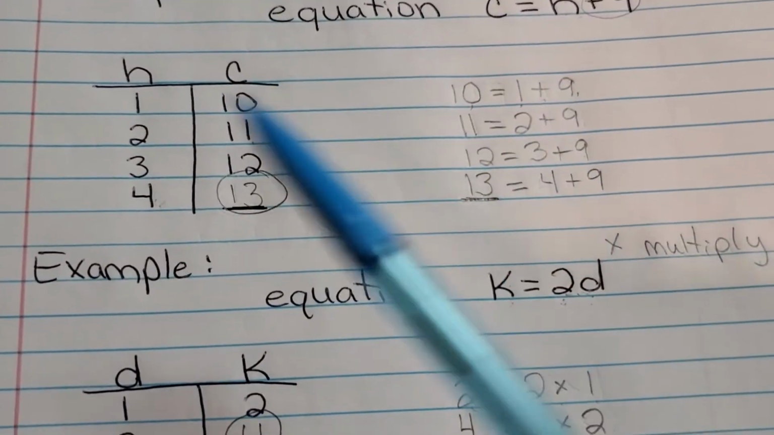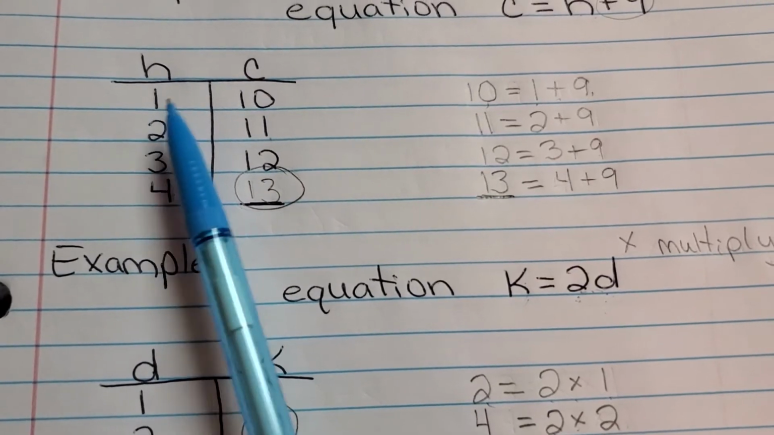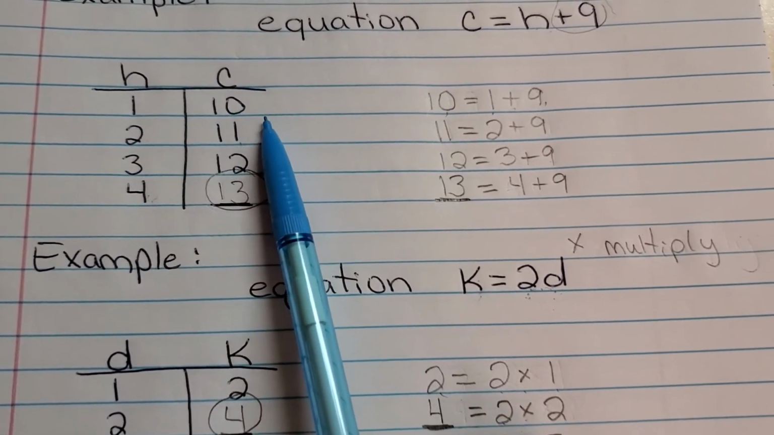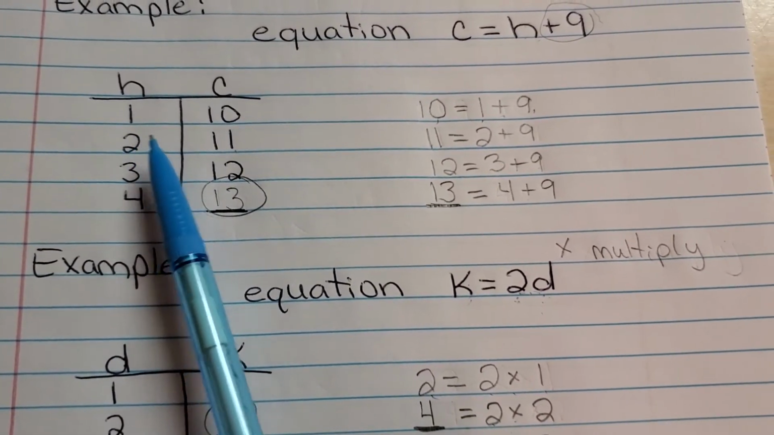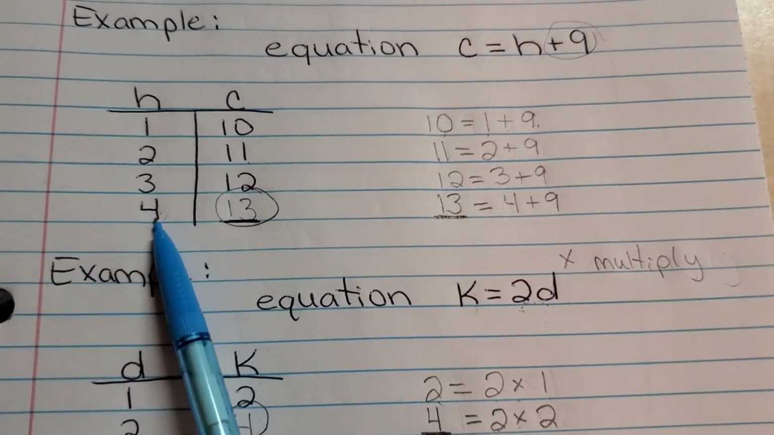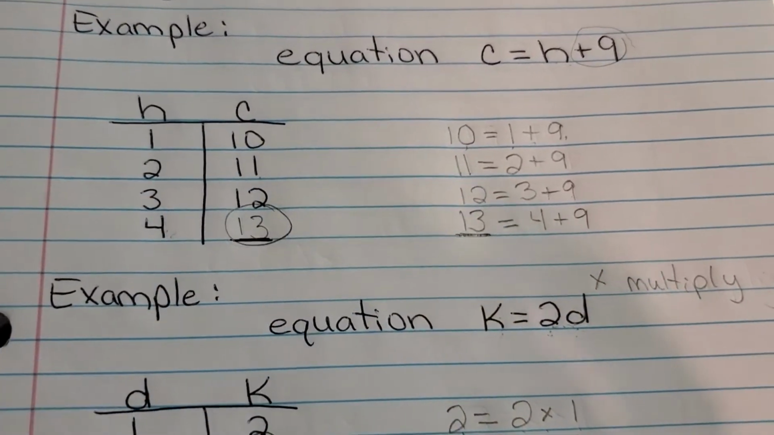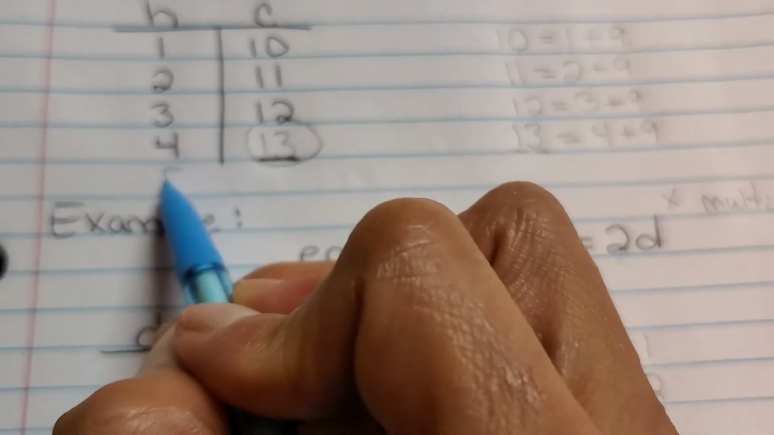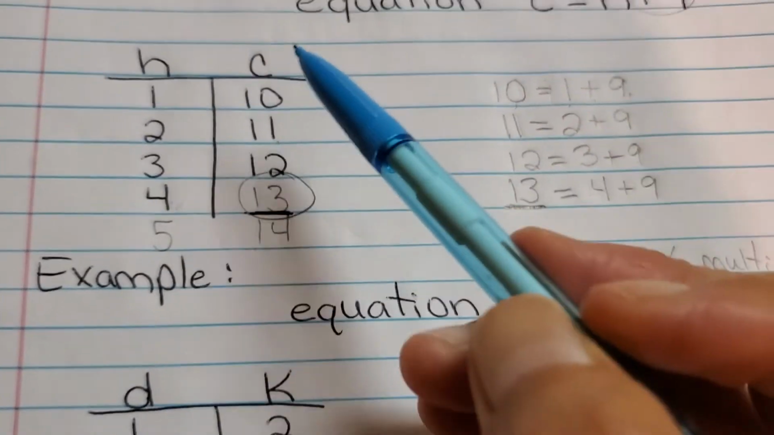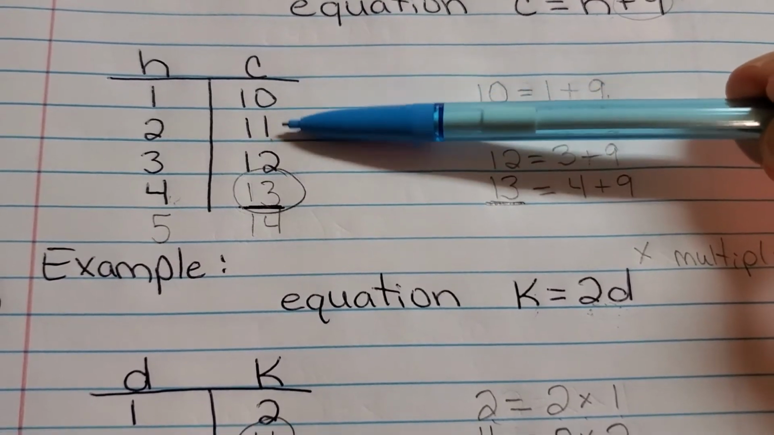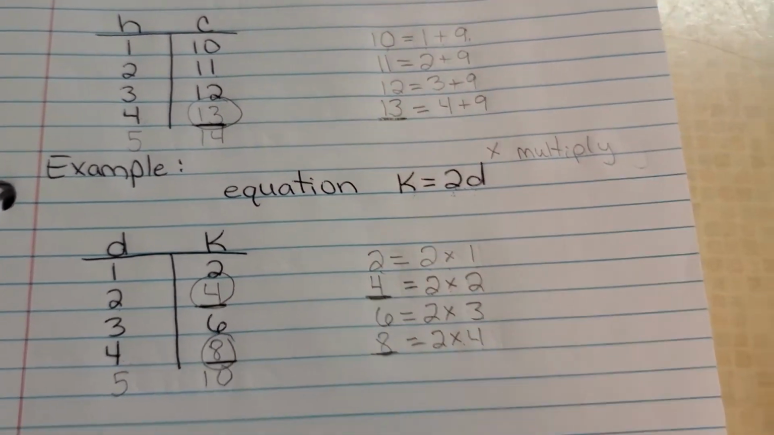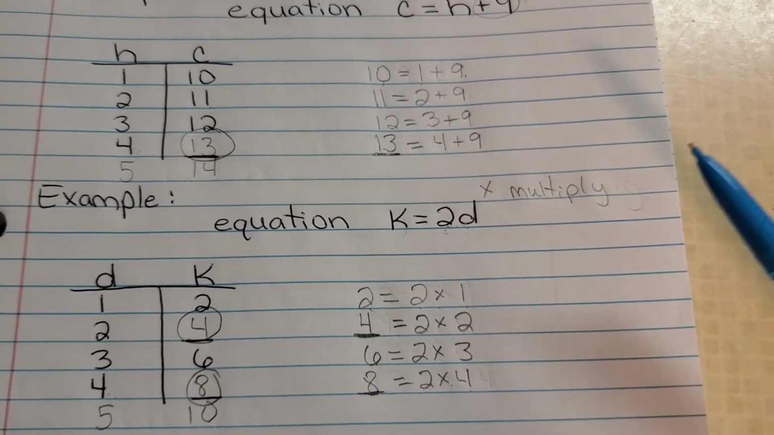Same with above. H plus 9, 1 plus 9, 10. 2 plus 9, 11. 3 plus 9, 12. 4 plus 9, 13. So here, if we had 5, 5 plus 9 would be 14. And the pattern would just continue over here. 10, 11, 12, 13, 14. So that's what we're looking at, filling in the blank and seeing the patterns.